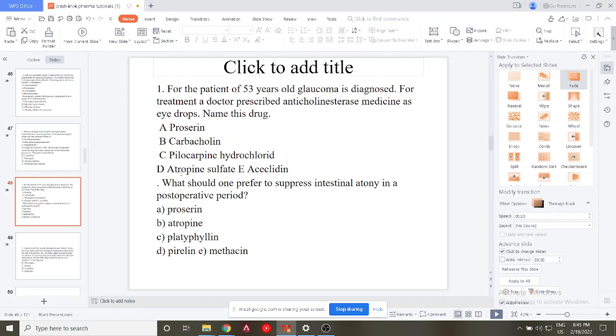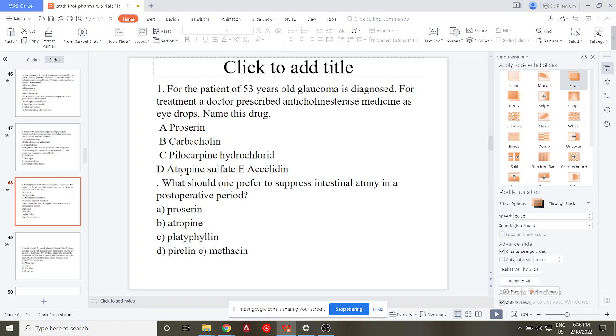Guys, please, let's hurry up. A patient of 53 years old is diagnosed with glaucoma. For treatment, a doctor prescribed an anticholinesterase medicine as eye drops. Name this drug. Pilocarpine hydrochloride. Try again.